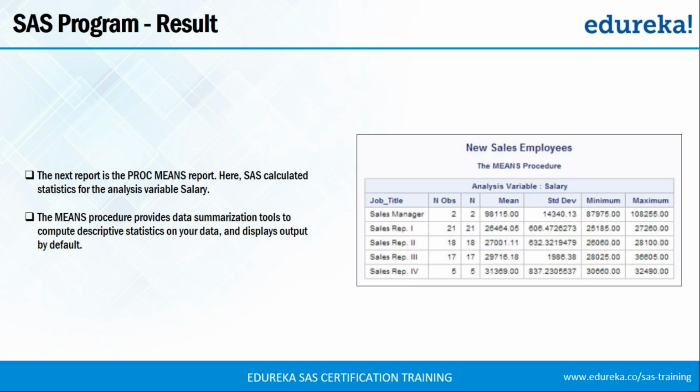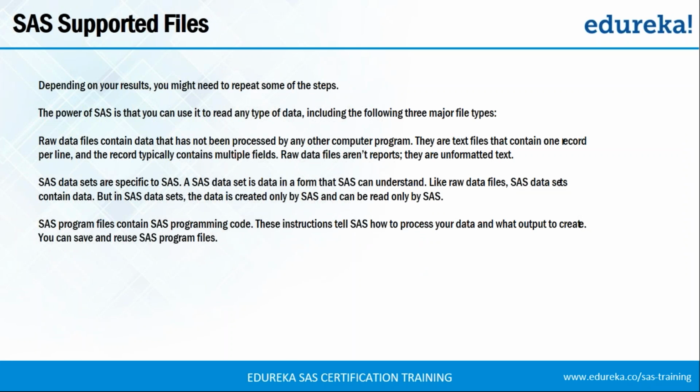The next report is the proc means report. Here, SAS calculated statistics for the analysis variable salary. The means procedure provides data summarization tools to compute descriptive statistics on your data and displays output by default. So by default, these are the descriptive statistics which proc means calculates. Depending on your result, you might need to repeat some steps.